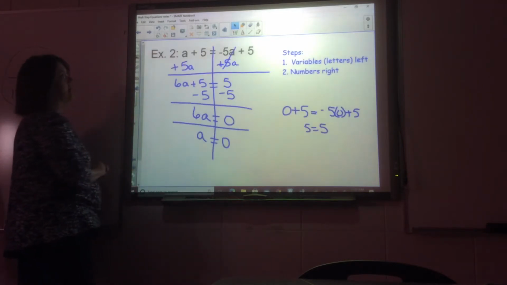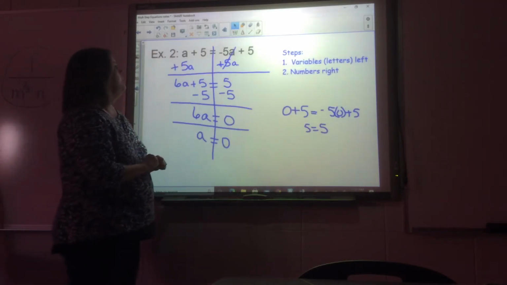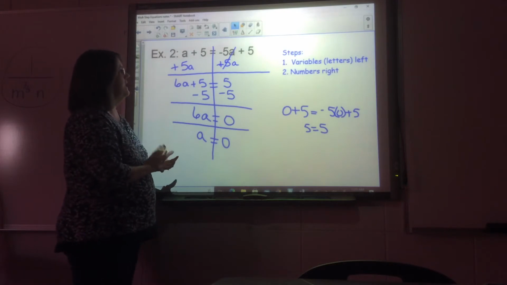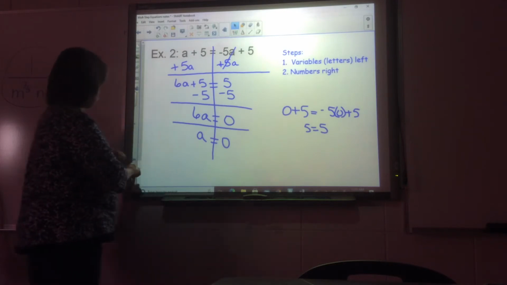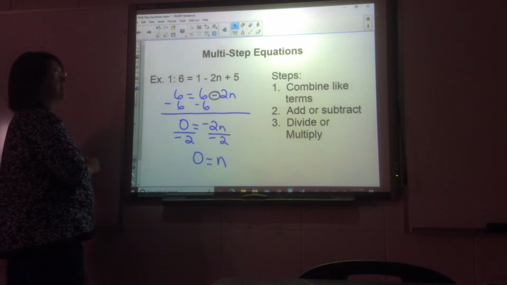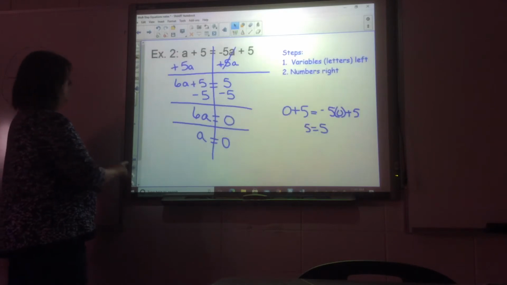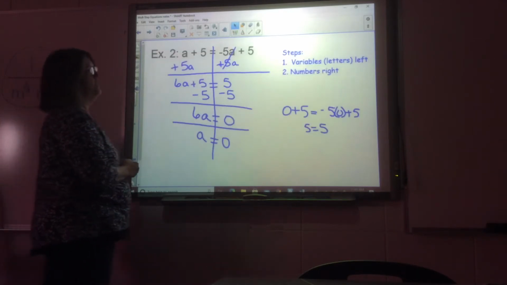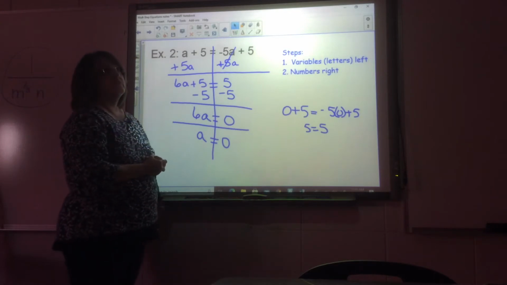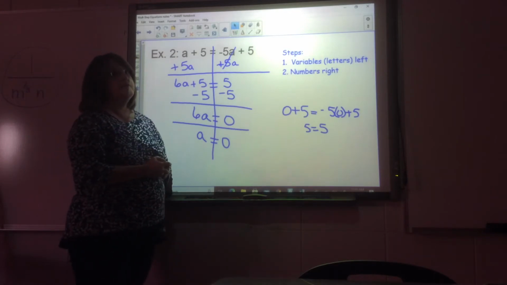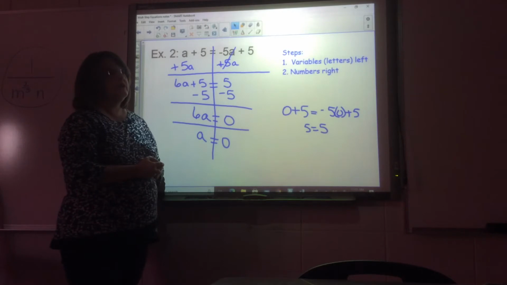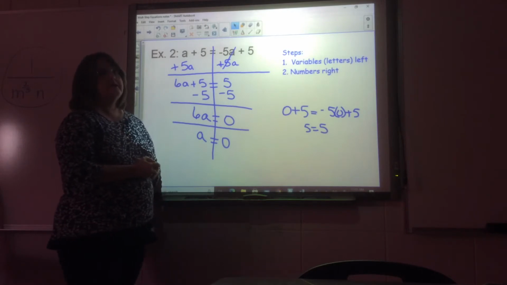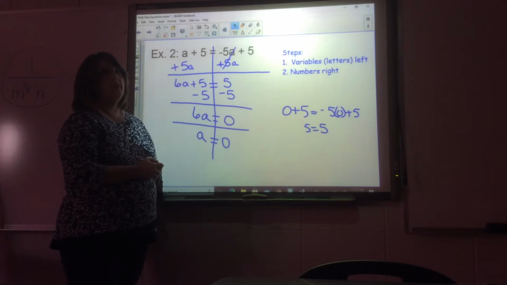Okay, now this one, we have variables and numbers on both sides. If you'll notice, the one before only had a variable on the right side. Here, it's on both sides. When that happens, you can honestly move the variable either way, left or right, whichever suits you. But I just find it easier to tell students to always move the variable left and put the numbers right.